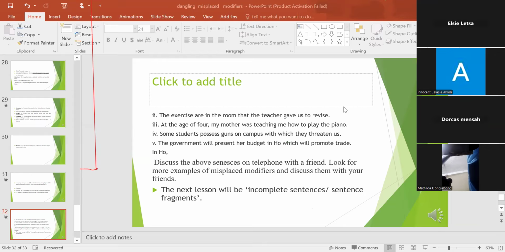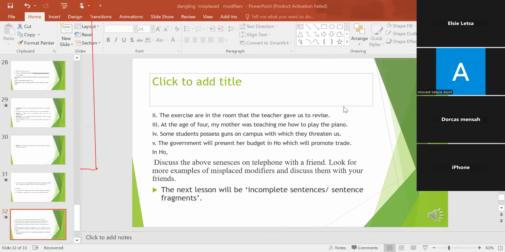Some students possess guns with which they threaten us on campus. Say it again. Some students possess guns with which they threaten us on campus. Okay. Very good. So number 5.